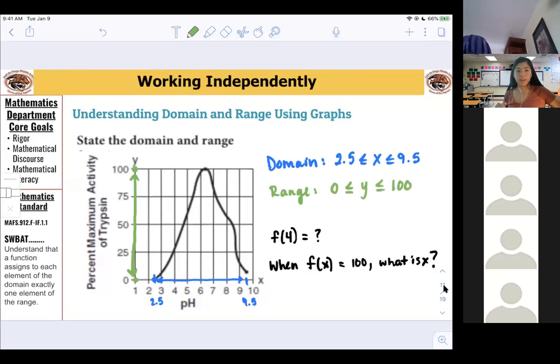Domain is how far to the left and how far to the right. Range is how far down and how far up. So if it's a little confusing, just try and remember that. How far down and how far up.